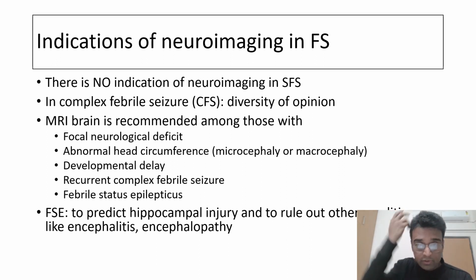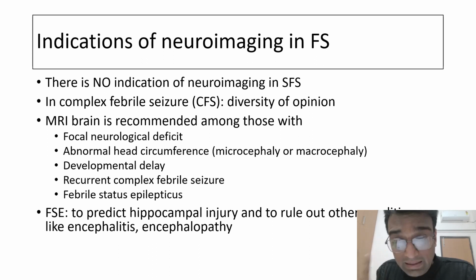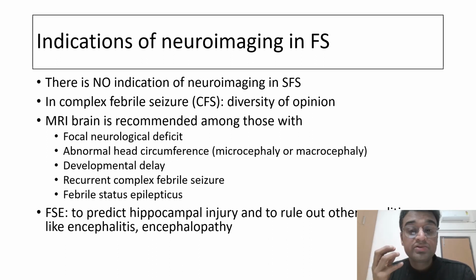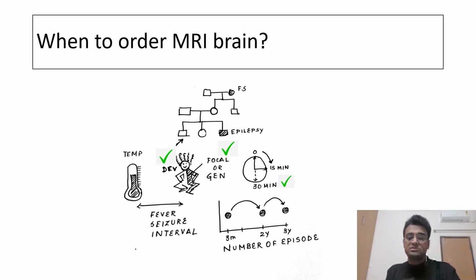If there is a microcephaly, macrocephaly, if there is a developmental delay, if there are recurrent complex febrile seizures, or if there is a febrile status epilepticus. Why am I interested in FSE? Because I know that there are higher chances of hippocampal malrotation, hippocampal malformations, future chances of developing mesial temporal sclerosis. So these are the children where we require it. So that means if it is a febrile status epilepticus, if there are recurrent complex febrile seizures, if there is a developmental delay, microcephaly or macrocephaly, if there is a focal neurological deficit, these are indications in which we need neuroimaging. Right? So FSE is important so that you are able to predict the chances of hippocampal injury.